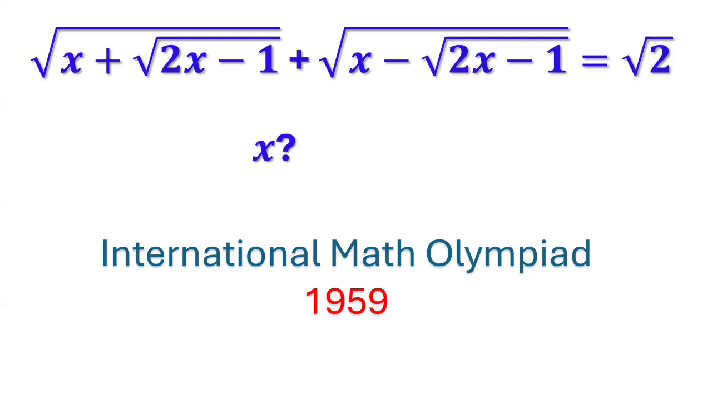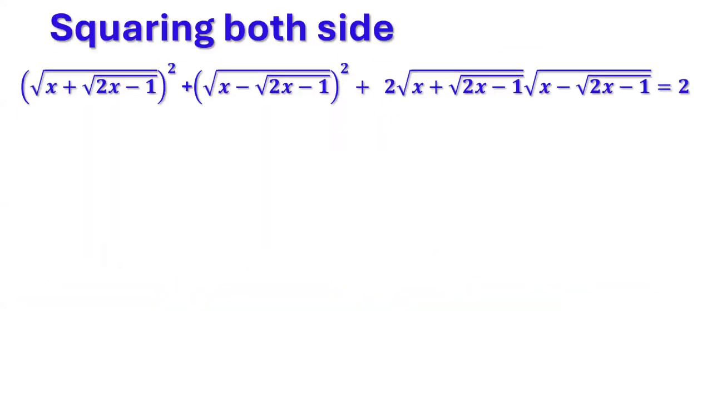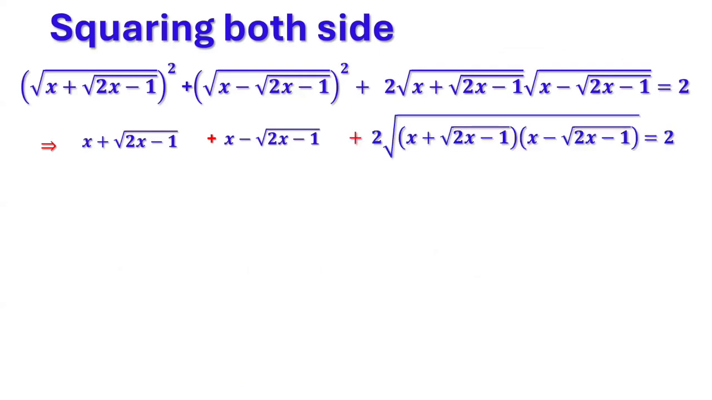So let's start with squaring both sides of the given equation. So we'll have this formula. We use a plus b whole square. Now, further simplified, the first term will be like this. The second term will become x minus square root 2x minus 1. And the third term, we rewrite it taking everything inside the square root.